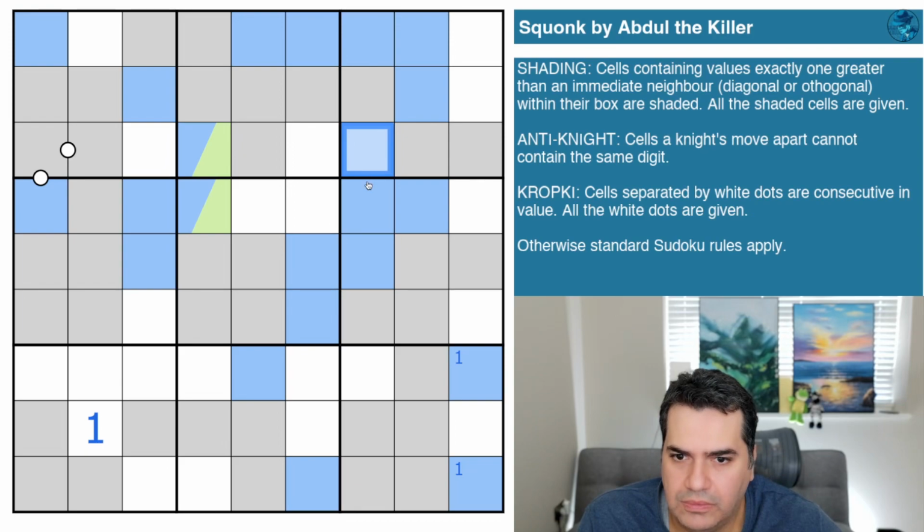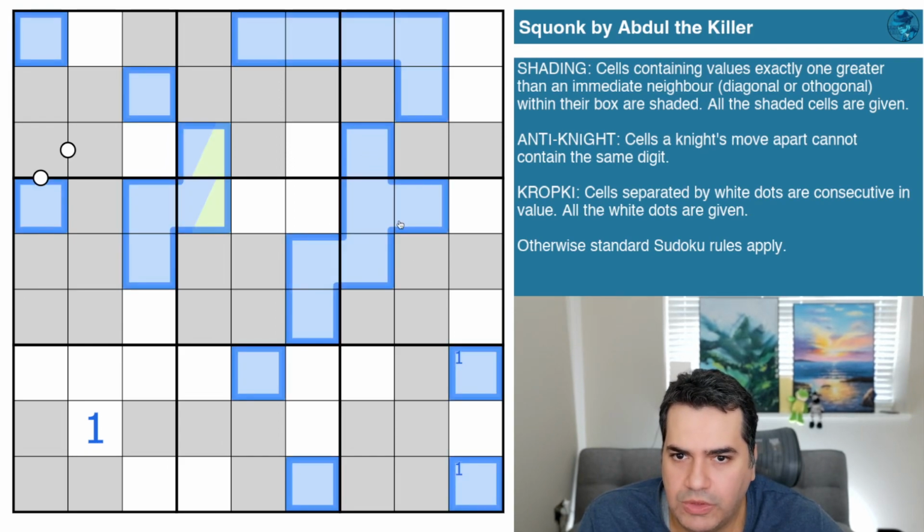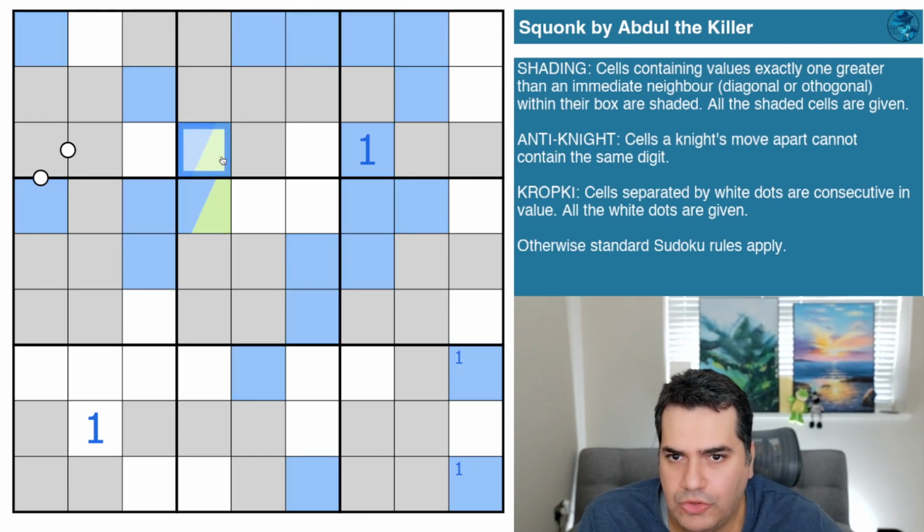Place it here, eliminates this as an option. In fact, let's just try this. I'm going to model this out. If there's a 1 in here, this is not an option. This is not an option. It has to be in there.